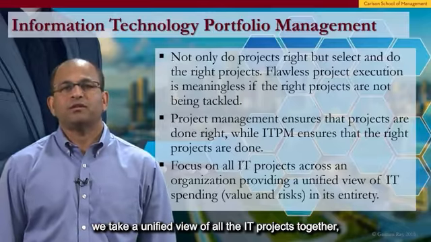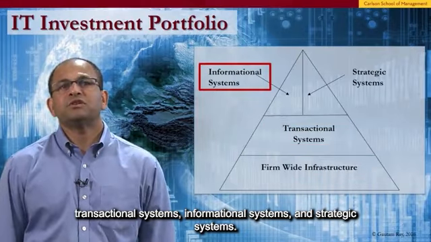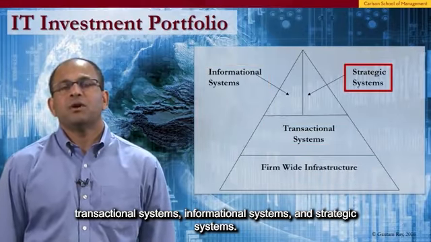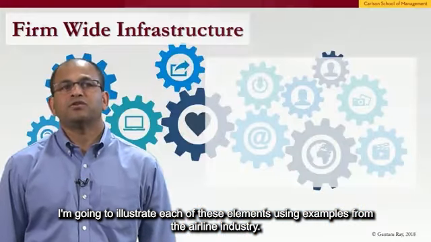The IT investment portfolio consists of four elements: firm-wide infrastructure, transactional systems, informational systems, and strategic systems. I'm going to illustrate each of these elements using examples from the airline industry.